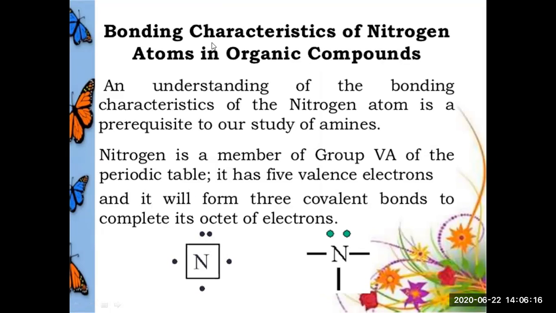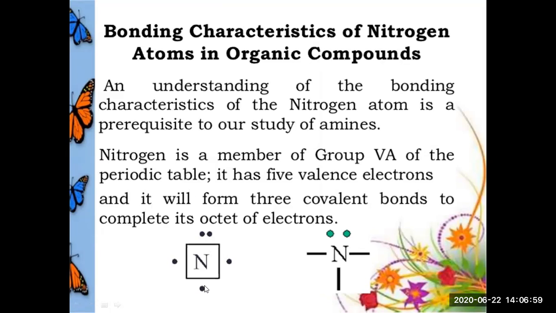Nitrogen is a member of group 5A of the periodic table. So understanding the bonding characteristics of the nitrogen atom is the prerequisite to our study of amines. It has 5 valence electrons and it will form 3 covalent bonds to complete its octet of electrons. What I mean to say is that these are the 5 valence electrons.